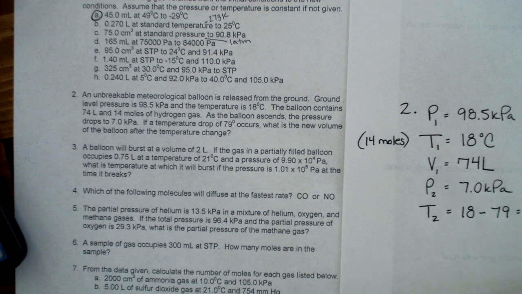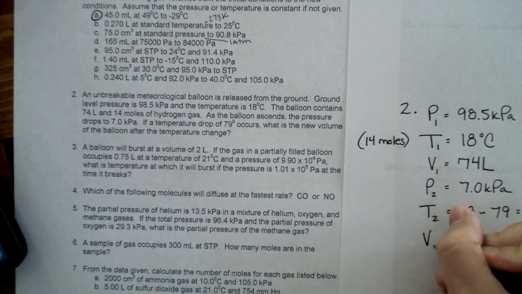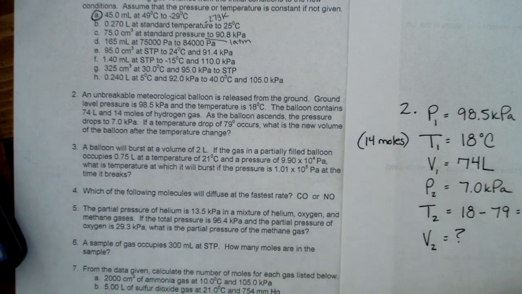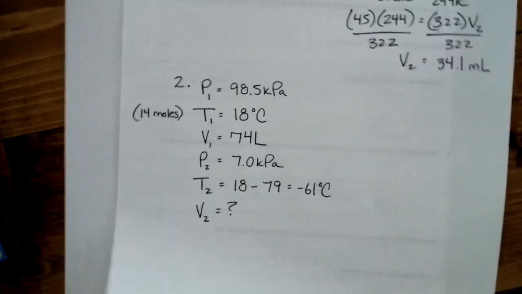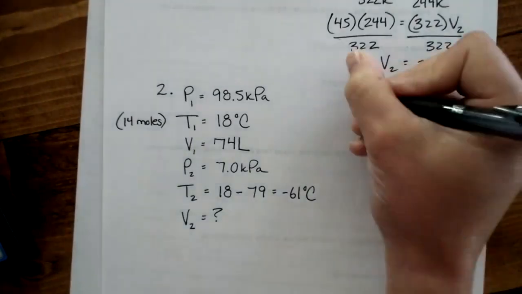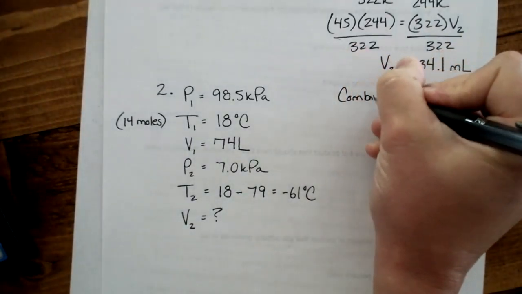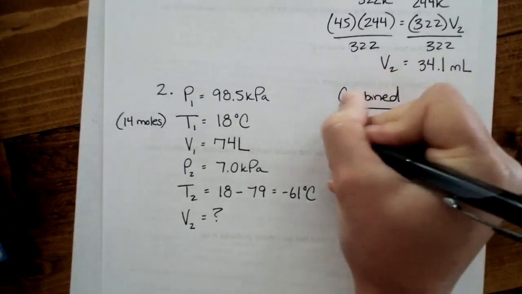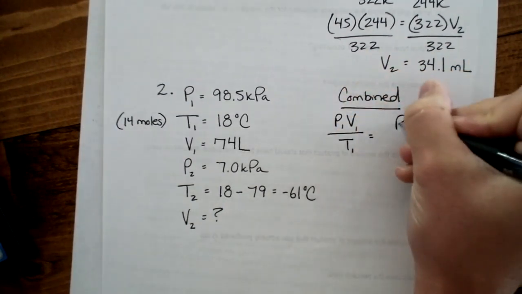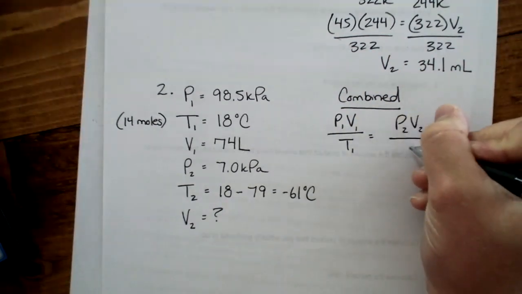And then the question says, what is the new volume? All right, well, you might have noticed we have all three variables for this. So this is going to be the combined gas law, which is P1 V1 over T1 equals P2 V2 over T2.